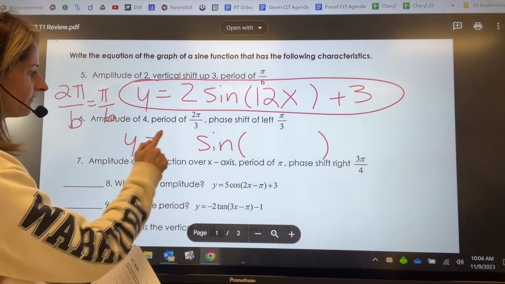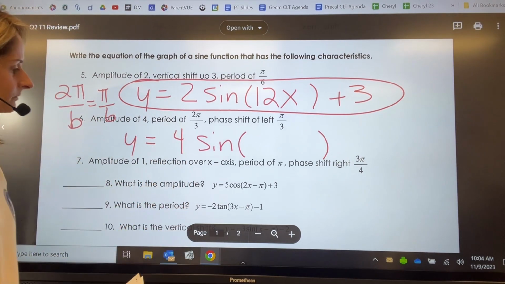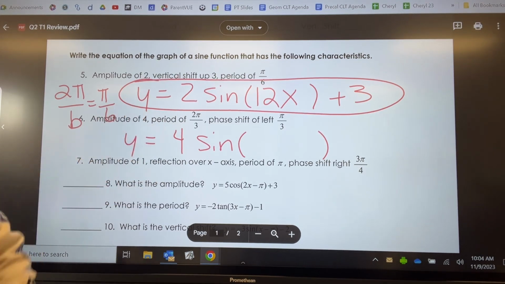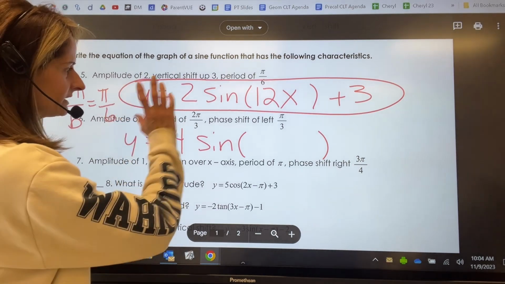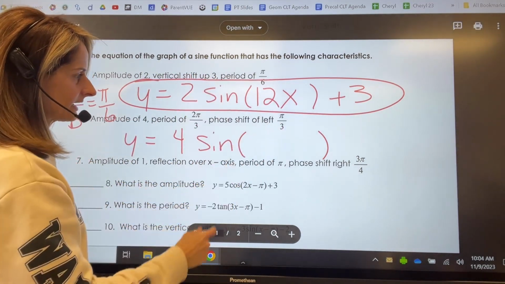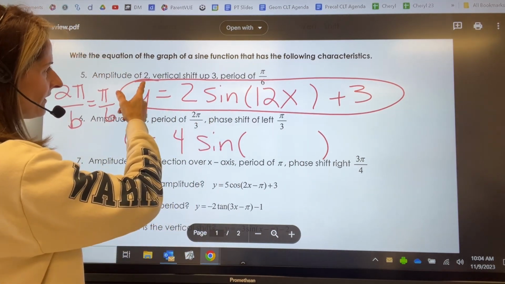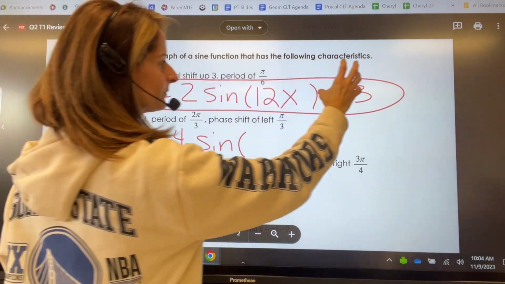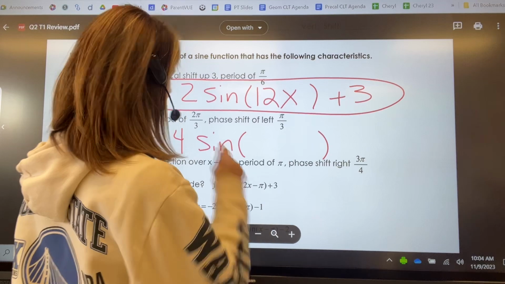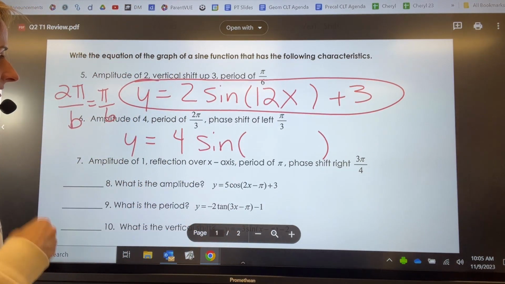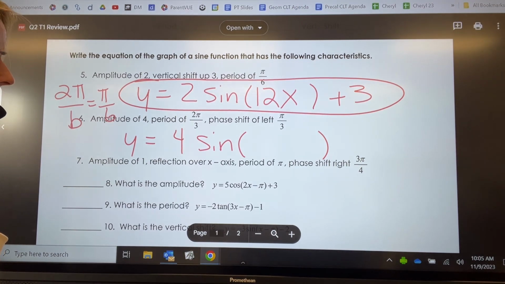So we've got an amplitude of 4. We can put that in the front. We don't have any reflection over the x-axis, so that's going to stay positive. We'll do the period and the phase shift, the b and the c, in just a second. We don't have any vertical shift. In the first problem, problem 5, we had a vertical shift up 3, so we added our plus 3 at the end. We don't have that in problem number 6. So now all we've got to do is find b and c.